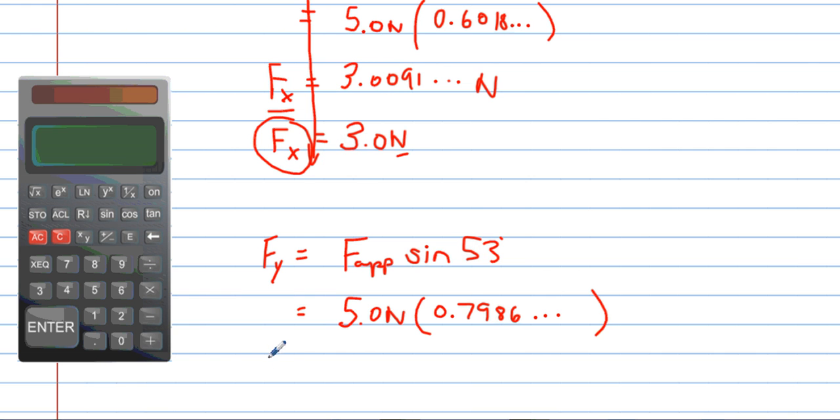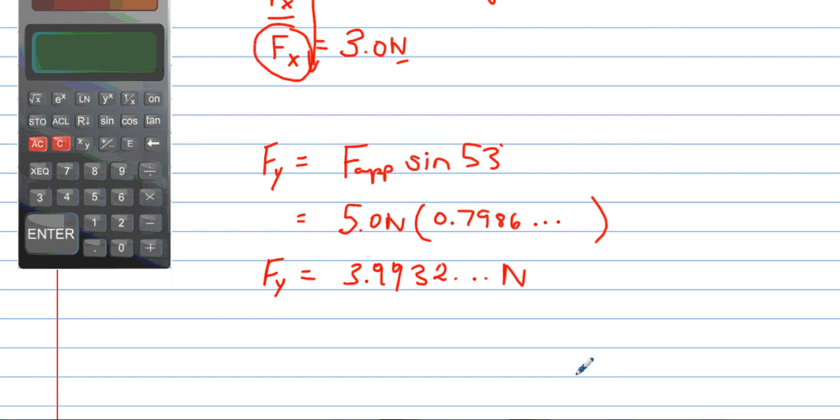And when I multiply those two together, I get a force magnitude in the y direction of 3.9932 newtons. Once again, when I use my proper rounding rules and significant digits, the fewest number of significant digits is 2, so this will round to 4.0 newtons.